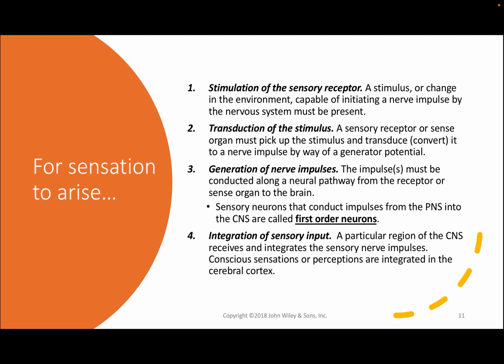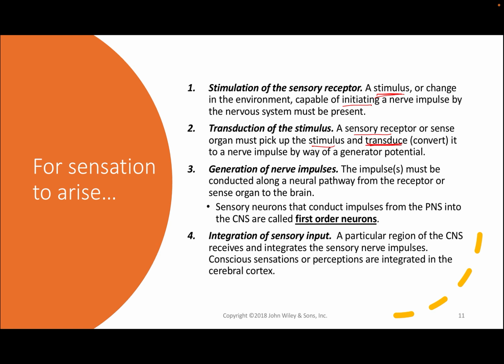So we've seen this kind of signaling arc before, but in order for a sensation to arise, it's pretty much the same thing. We have to have a stimulus, right? Some sort of change in the internal or external environment, whatever the case may be. Some sort of stimulus that's able to initiate a nerve impulse by the nervous system. All right, so we have to have our stimulus present. Now, once our stimulus is present, a sensory receptor or a sense organ, whatever the case may be, is going to pick up that stimulus and it's going to transduce it.